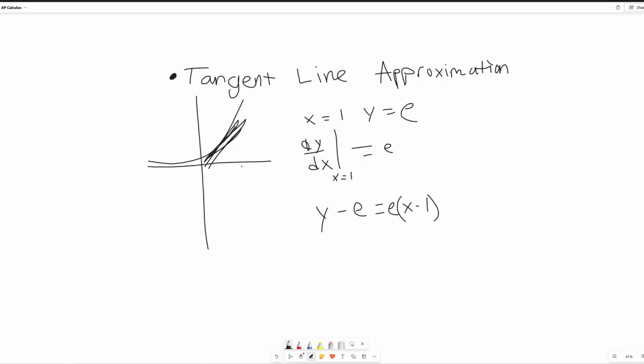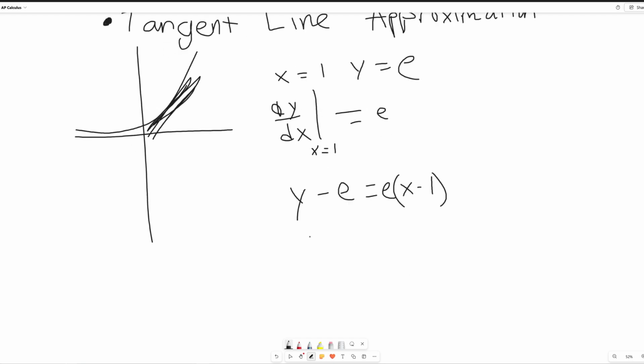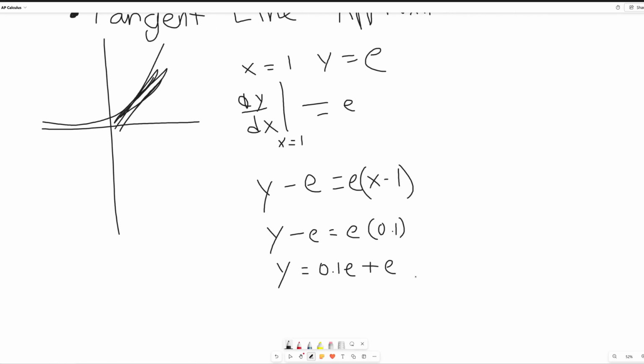Okay, so if I wanted to approximate 1.1, I would do y minus e equals e times 0.1, because 1.1 minus 1 is 0.1. So, e on the left side, and then 0.1 e on the right side. You add e over here. y equals 0.1 e plus e, which is going to be 1.1 e.